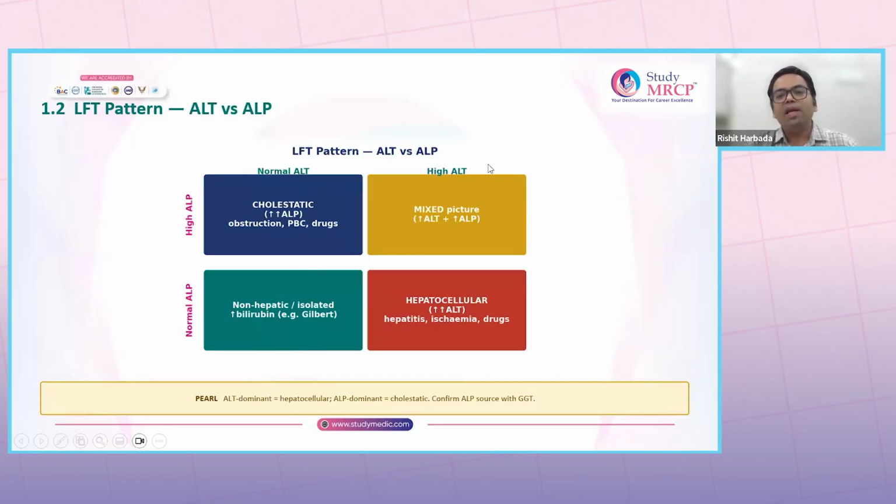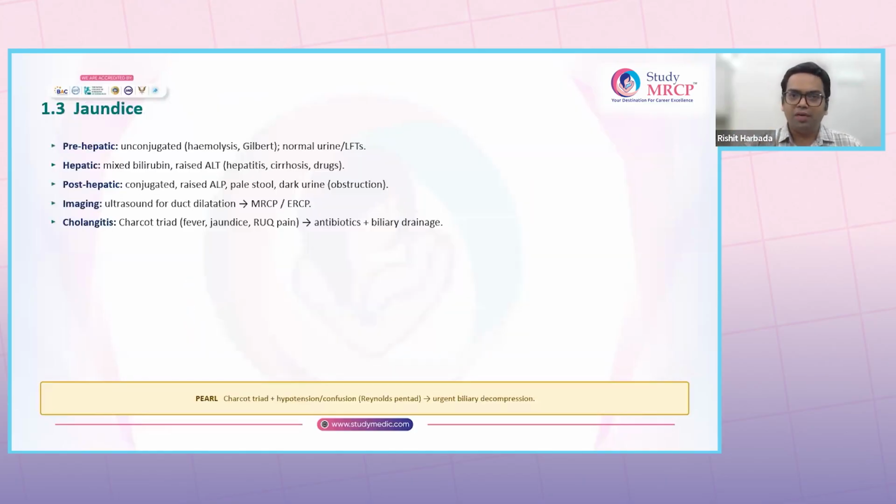And lastly, you may have both, where the ALP and the AST or ALT are increased. So if ALT is dominant, think about hepatocellular, and if ALP is dominant, think about cholestatic. If ALP is dominant, always confirm it with GGTP, because ALP alone is not specific for the liver. So this is about how you interpret the liver function test.